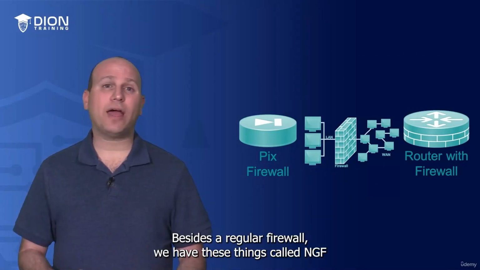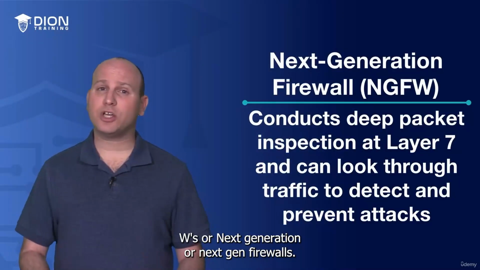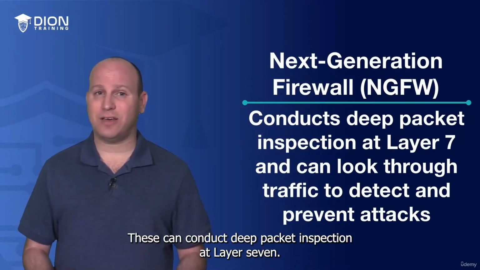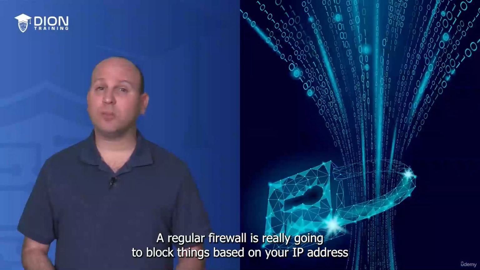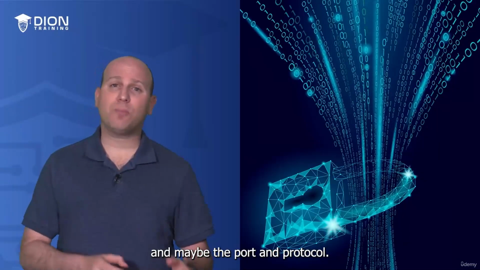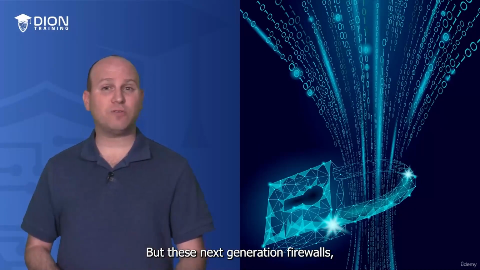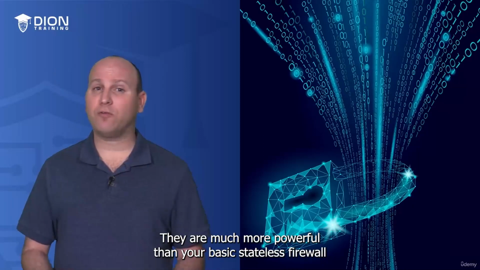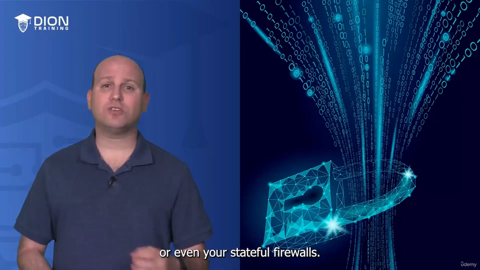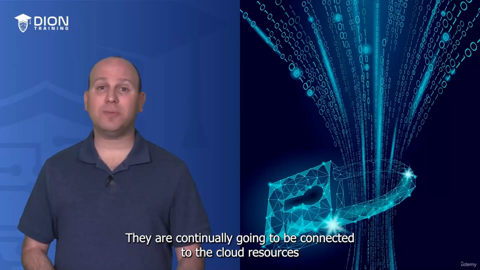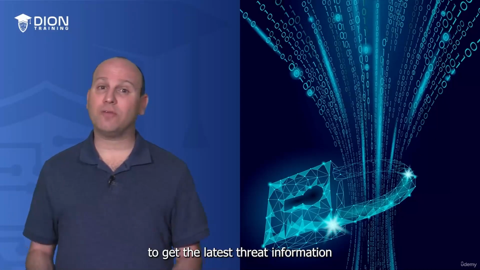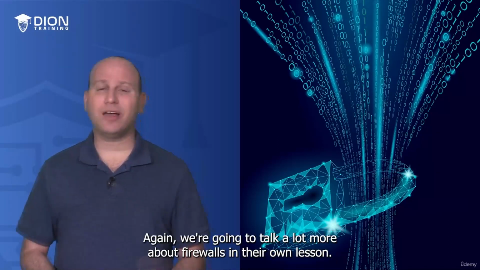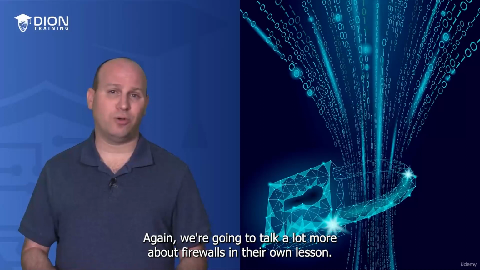Besides a regular firewall, we have these things called NGFWs, or next generation or next gen firewalls. These can conduct deep packet inspection at layer 7. A regular firewall is really going to block things based on your IP address and maybe the port and protocol. But these next generation firewalls, they can look through your traffic to detect and prevent attacks. They are much more powerful than your basic stateless firewall or even your stateful firewalls. They are continually going to be connected to the cloud resources to get the latest threat information, to be able to make sure they know what those signatures are, to be able to do that deep inspection. Again, we're going to talk a lot more about firewalls in their own lesson.